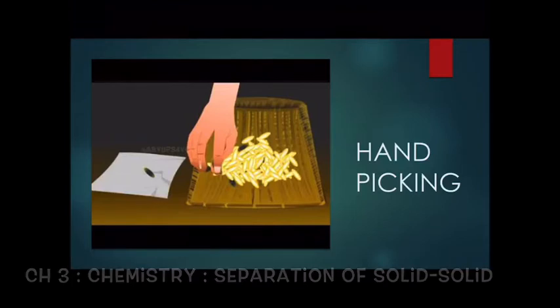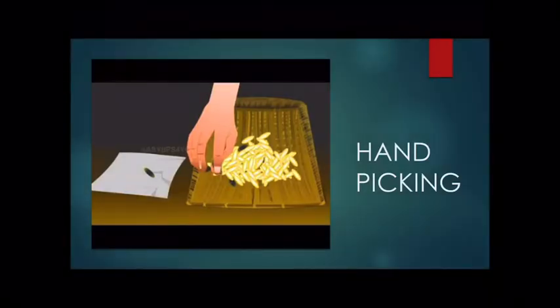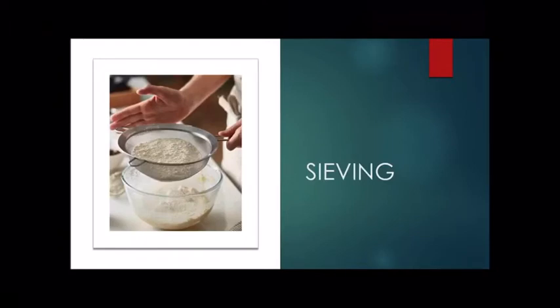So some examples where we use hand picking are: stones and other undesirable substances are separated from food grains such as pulses, wheat, rice, etc. by hand picking. Chal bacha, dal bacha, gom bacha. So these are hand picking. Next, we move on to sieving.